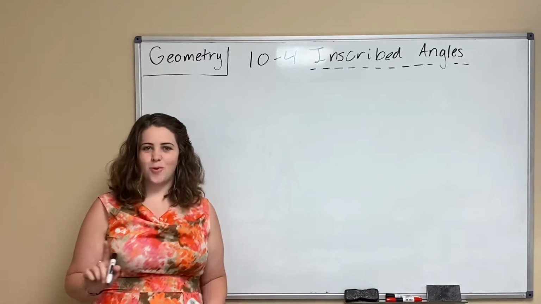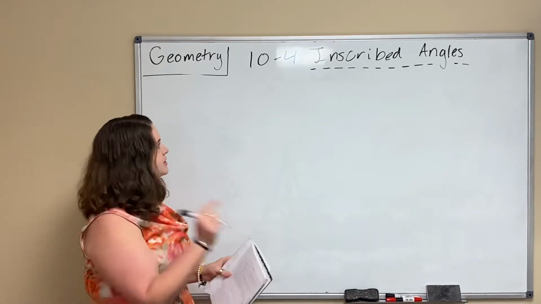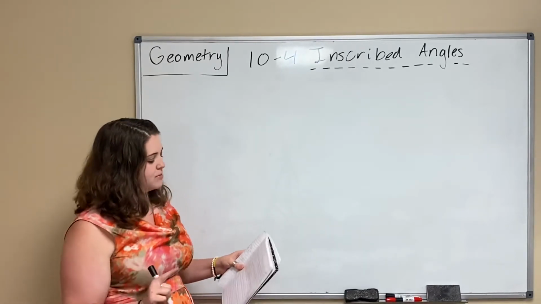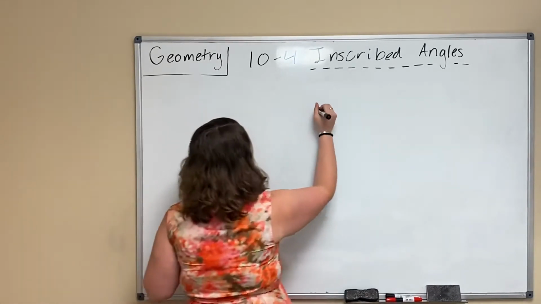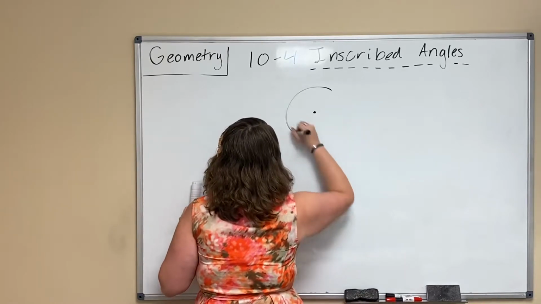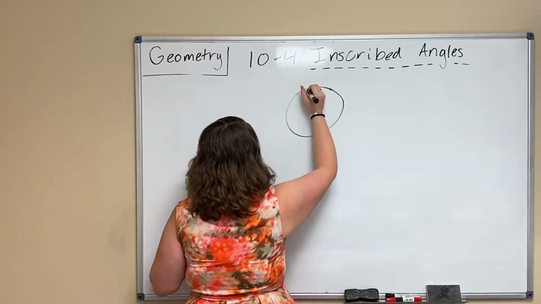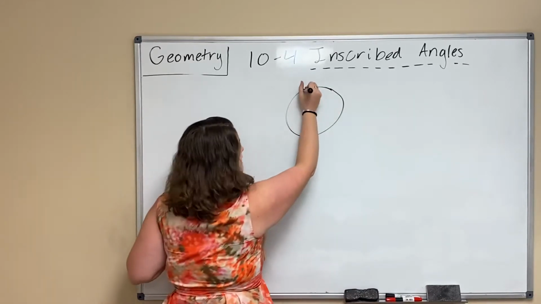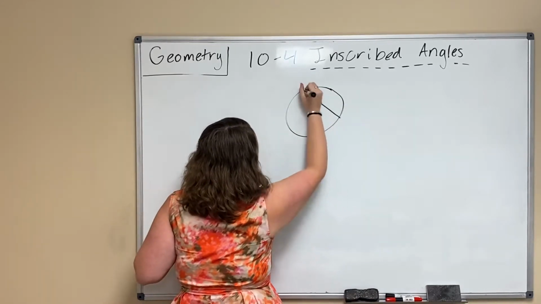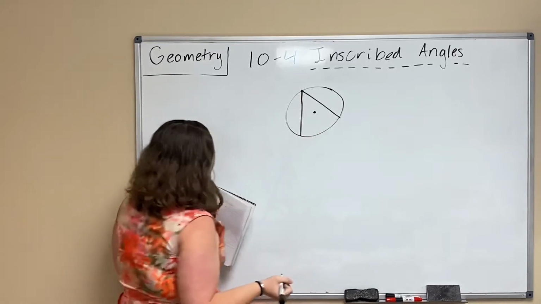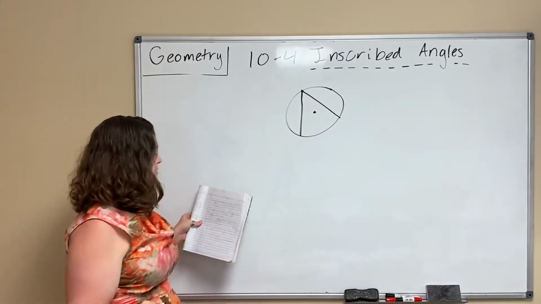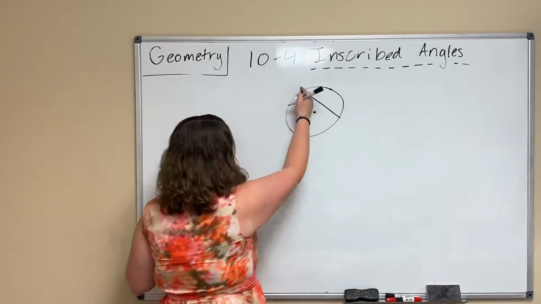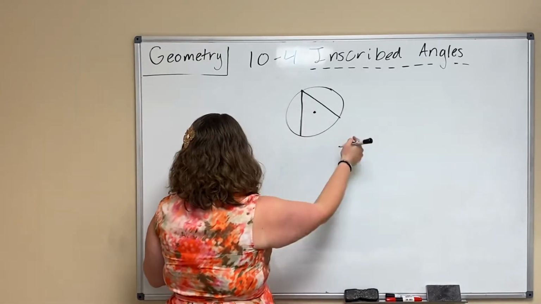Okay, welcome back to math class and welcome to 10-4, inscribed angles. So an inscribed angle basically happens when you've got your circle and you have an angle whose vertex is on the outside of the circle and its sides continue inside the circle. Its sides are basically chords inside the circle. This angle is an inscribed angle.